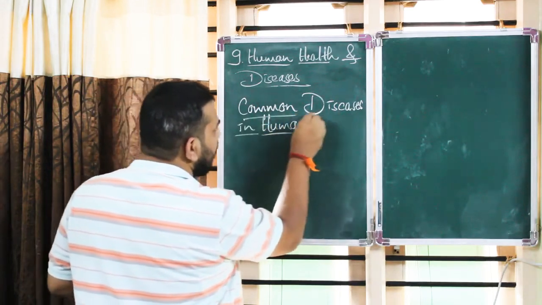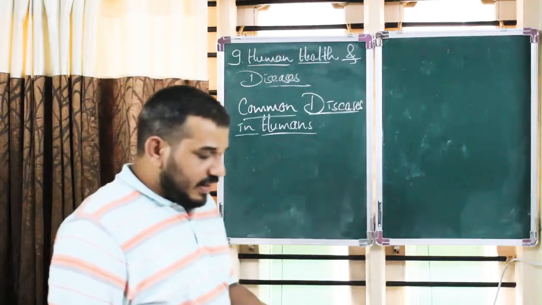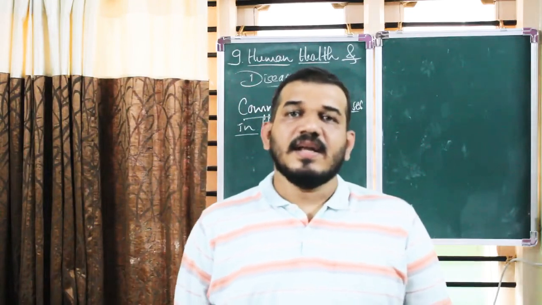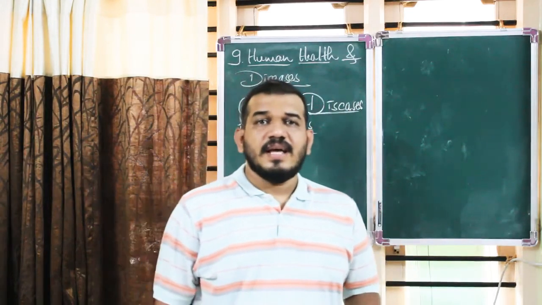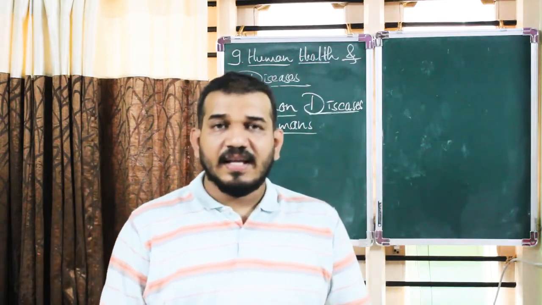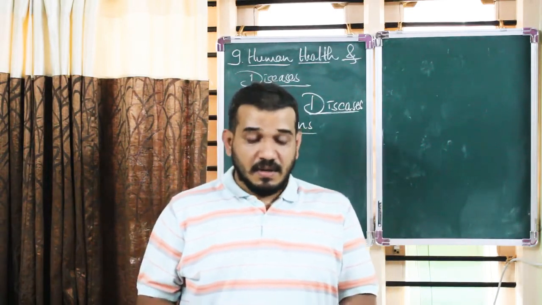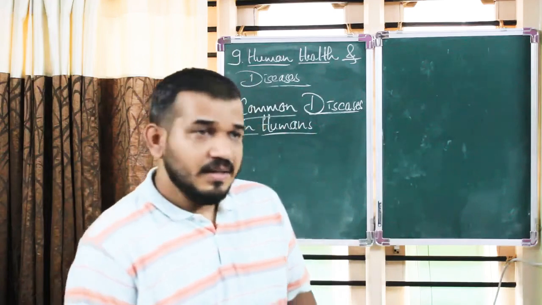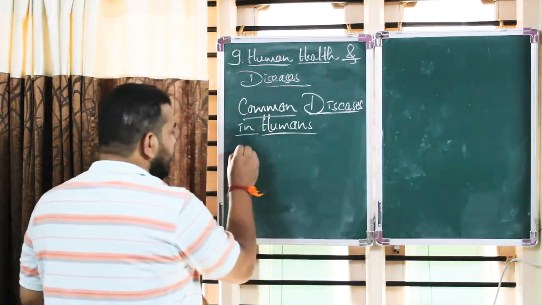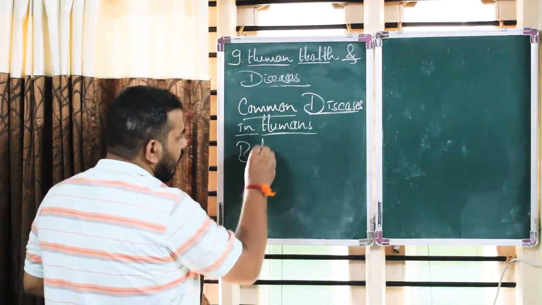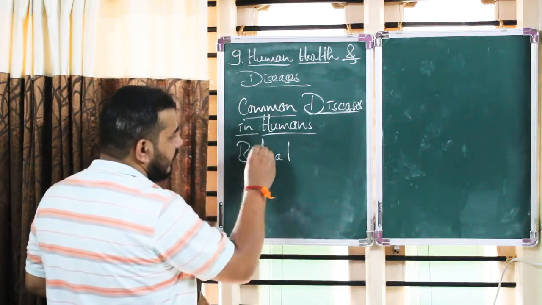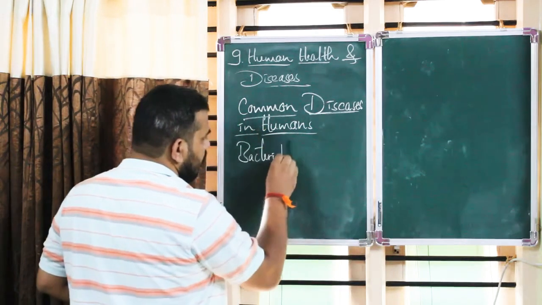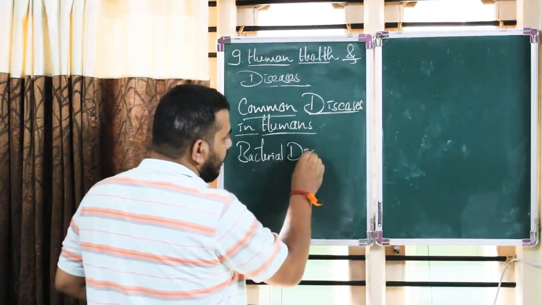Common diseases in humans. They can be bacterial diseases, they can be viral diseases, they can be because of some fungi, they can be because of some worms. So we'll study them one by one. The first one is bacterial diseases.